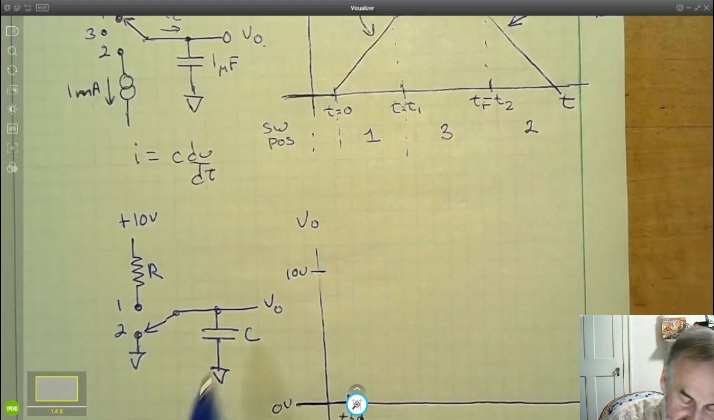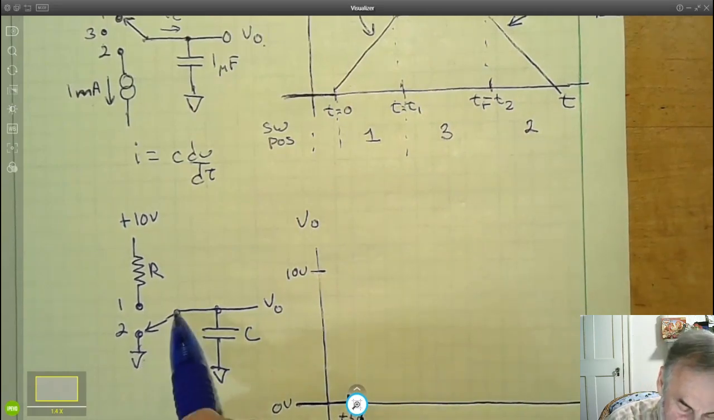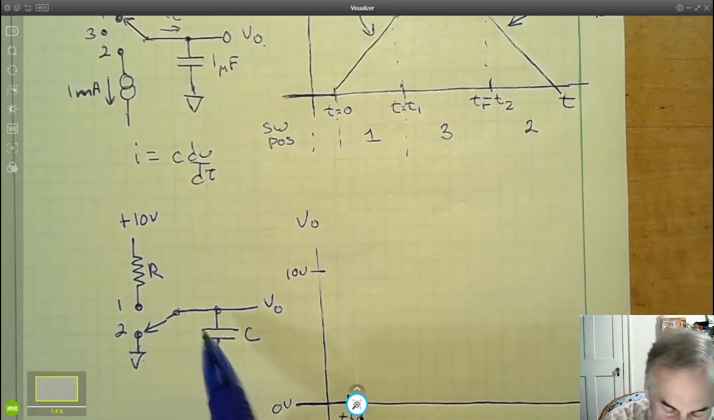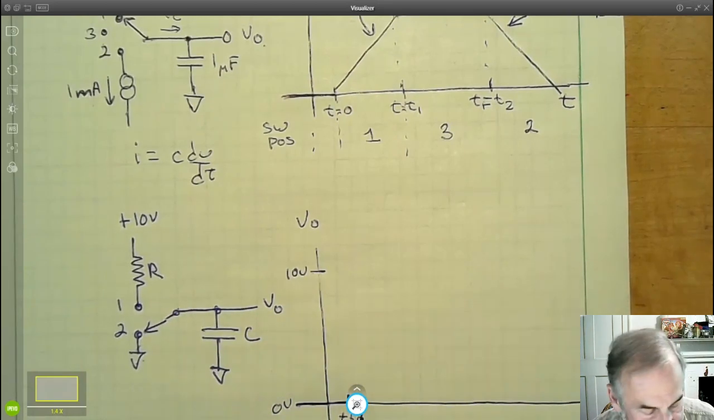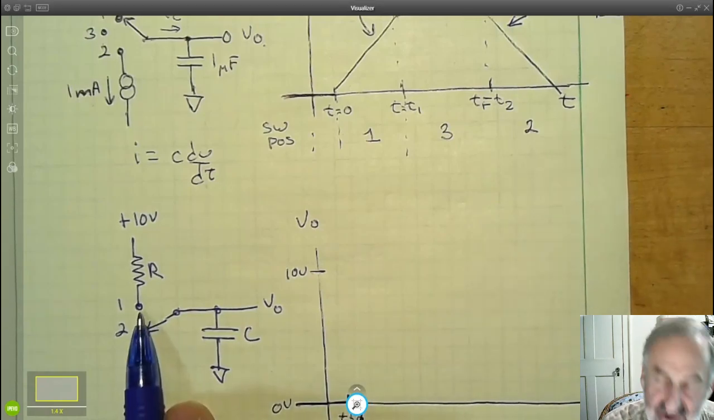So position 2, KVL tells us that there's 0 volts out. Why? Well, from here to here is 0 volts. This switch is a short circuit. And since the voltages around the loop have to add up to 0, the voltage across the capacitor has to be 0. At time t equals 0, we move the switch to position 1.